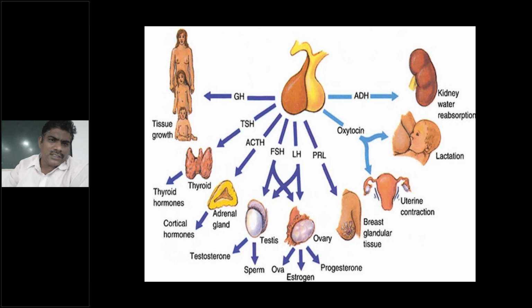Follicle-stimulating hormone acts on the testis and ovary, and it facilitates the release of sperm and testosterone from the testis, and the ova, estrogen, and progesterone from the ovary. At the same time, luteinizing hormone acts on both the testis as well as the ovary. In males, it facilitates release of testosterone, and in females, it helps release of progesterone, estrogen, and ova from the ovary. So these are the roles played by follicle-stimulating hormone and luteinizing hormone in the body.